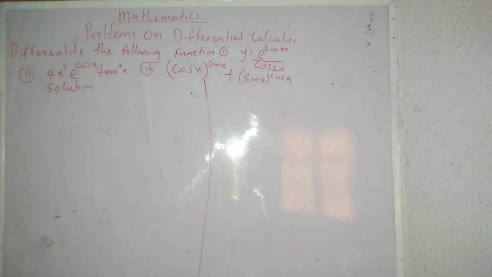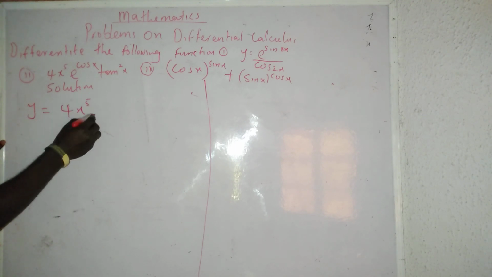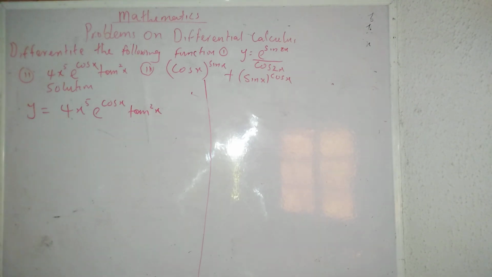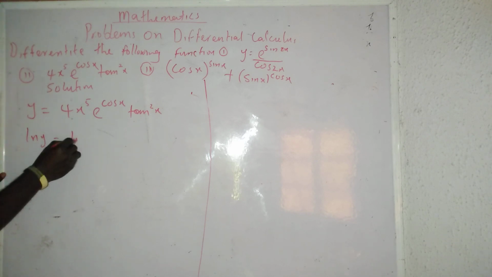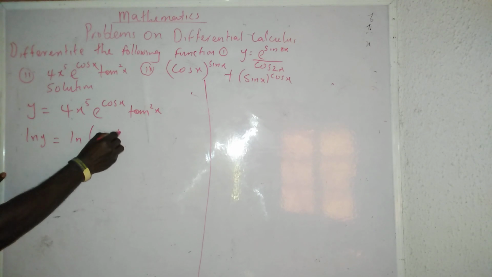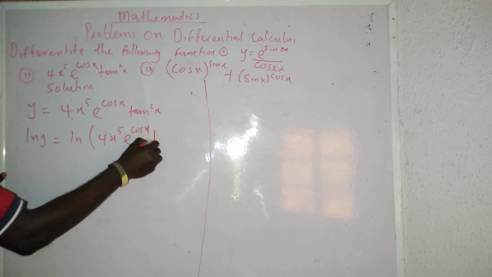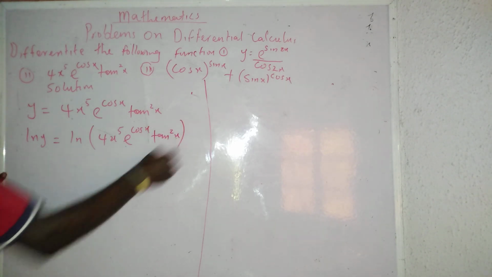Number 2, I have something like y equals 4x^5 e^(cos x) tan 2x. Now, how do I solve this particular problem? I can use ln on both sides. I have ln y equals ln of 4x^5 exponential cos x tan 2x.